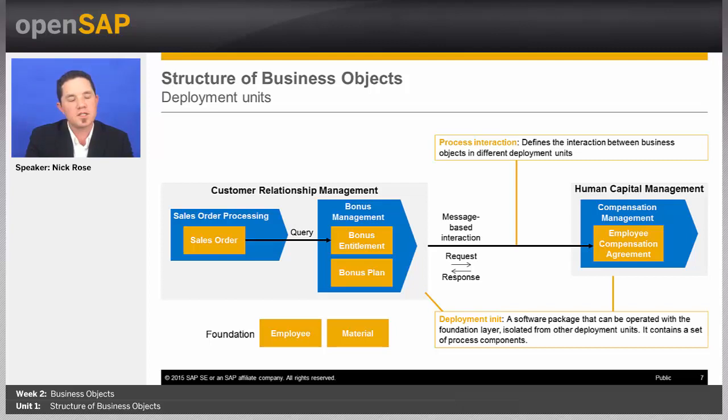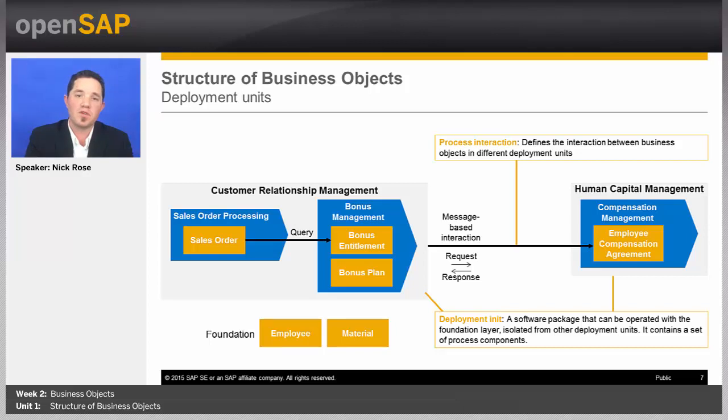We have lots of different deployment units within SAP Business ByDesign. One key one being Foundation. This is where we store a lot of the common objects that are in the application. So business partner, activities, these types of things are stored within the Foundation deployment unit.